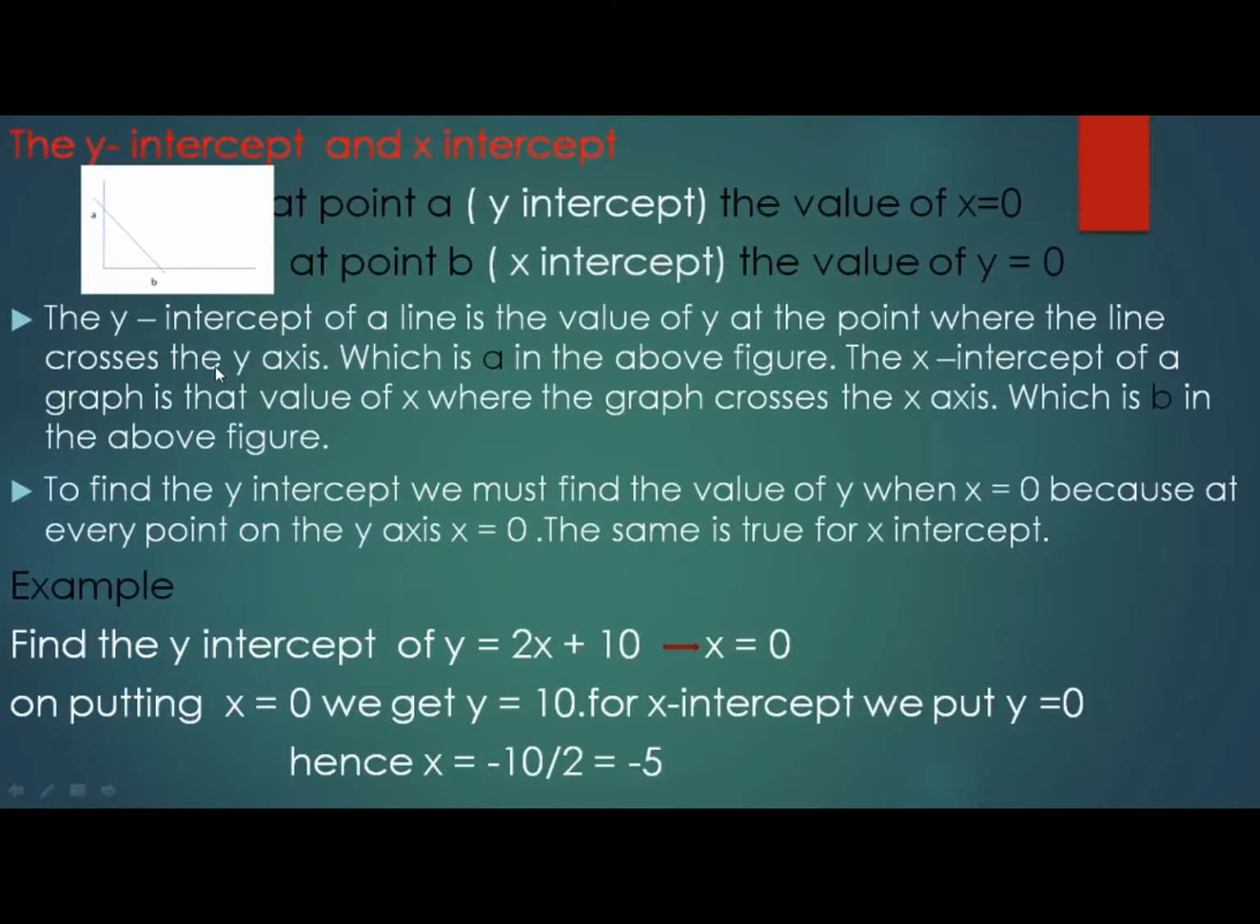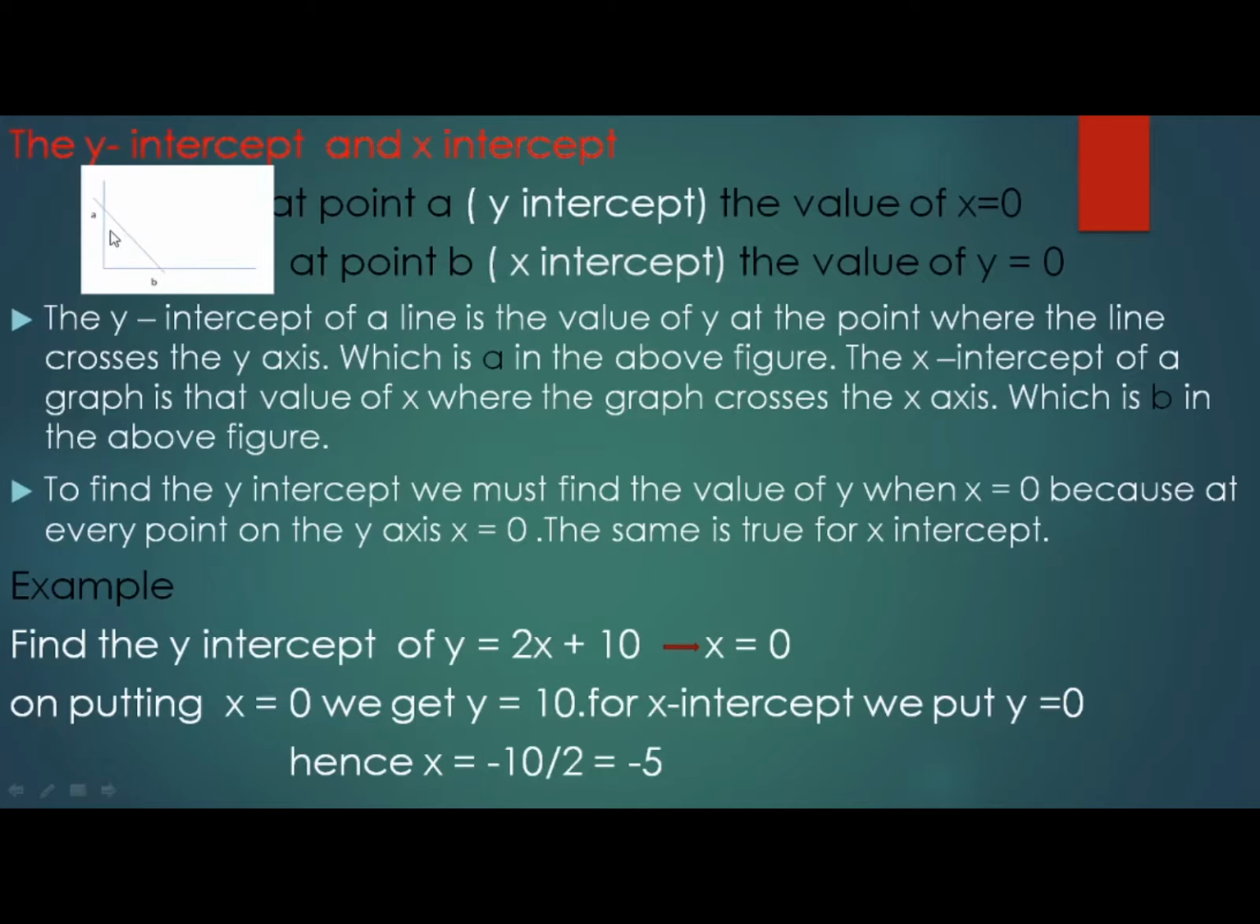How do we find y and x intercepts? In my sketch here, this is a straight line. It cuts the y-axis at point A, which is the y-intercept in this case, and cuts the x-axis at point B, which is our x-intercept. And therefore, what you notice is, at point A, what is the value of x? At point A, the value of x is 0. And at point B, the value of y is 0.